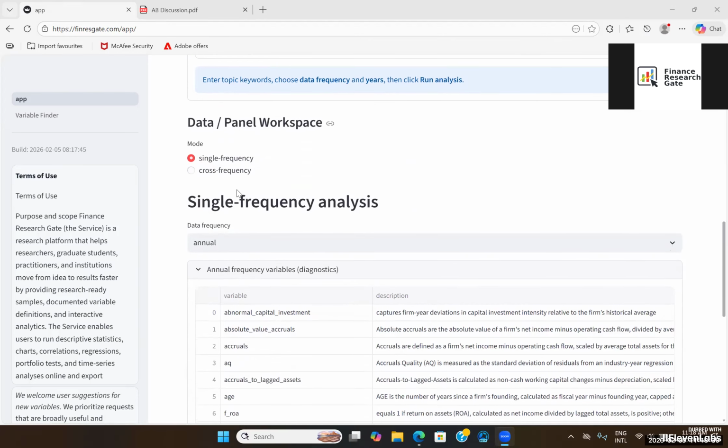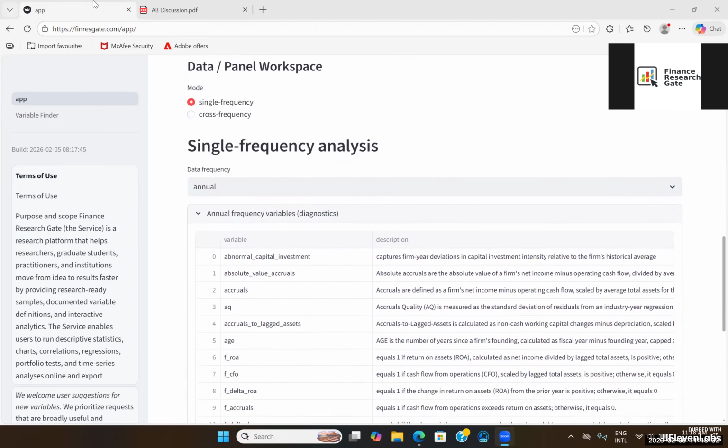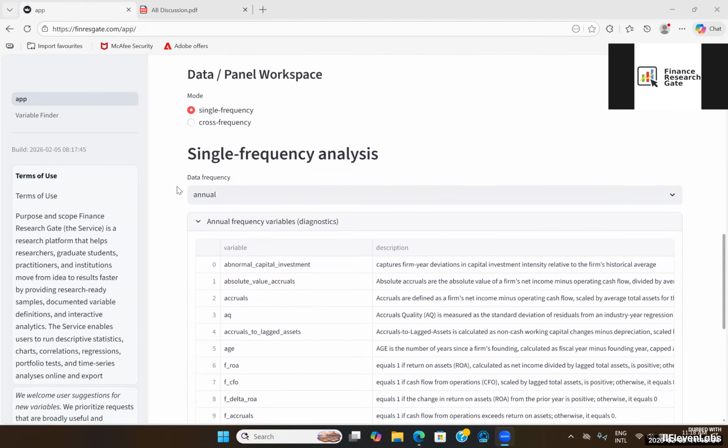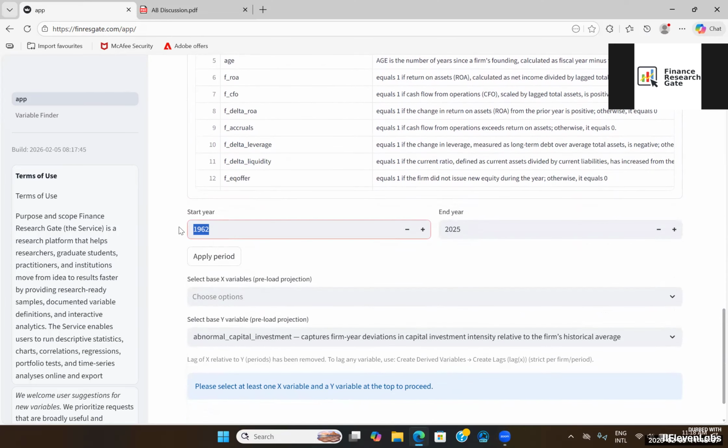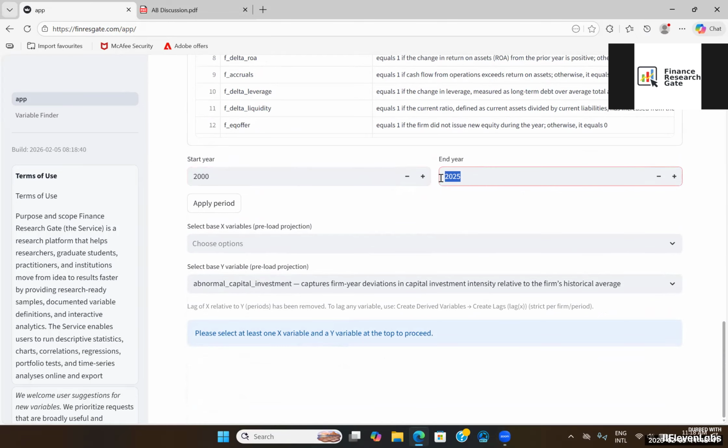Now let me select the initial variables for this model. I'll be using the Finance Research Gate website, specifically with a single frequency on an annual basis. Let's begin with the period of 2000 and conclude in 2024, and then we'll apply that entire period. When we're looking at the financial statement variables, you'll often find that a firm's data typically commences around 1996.